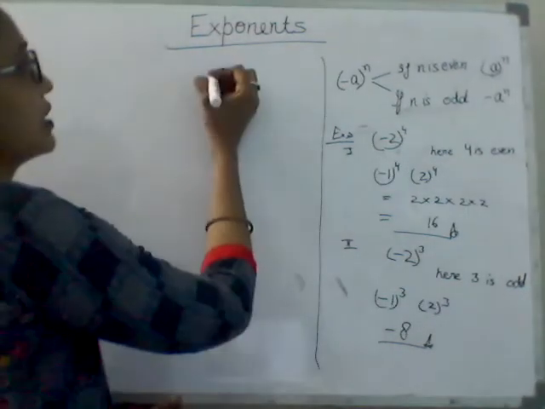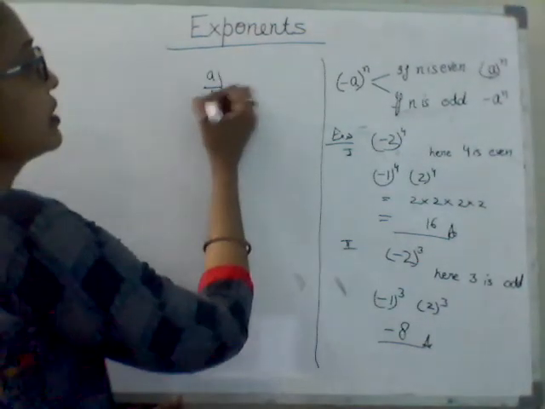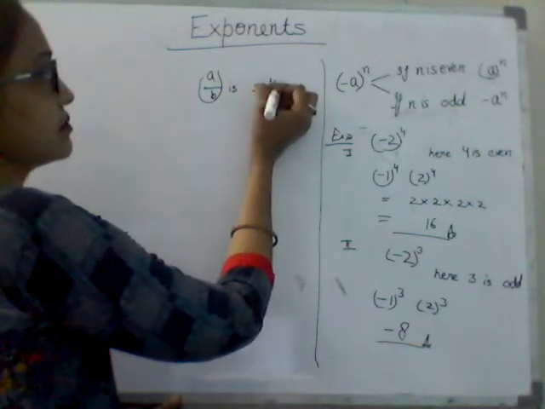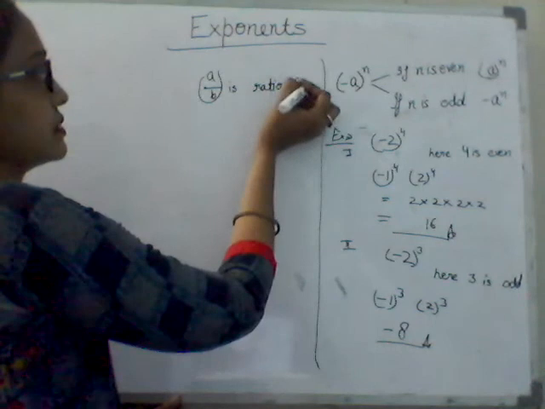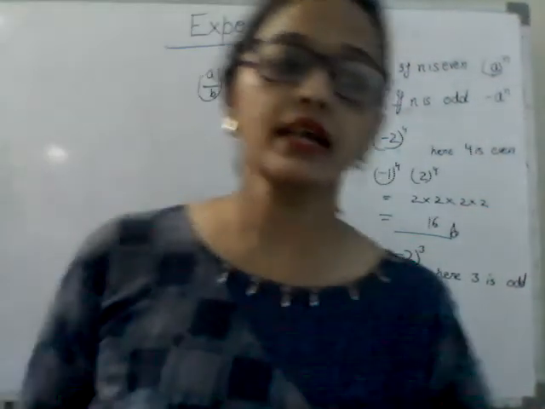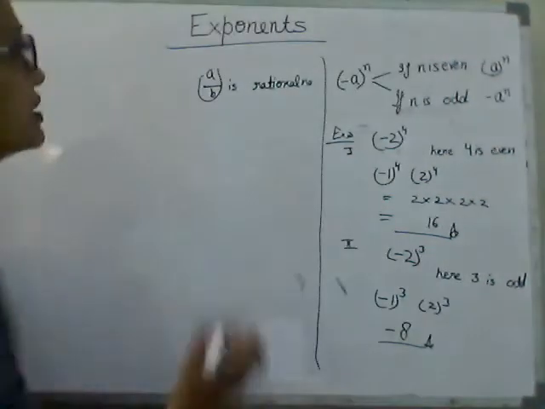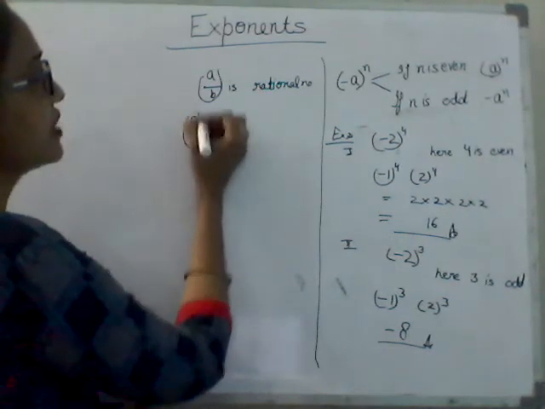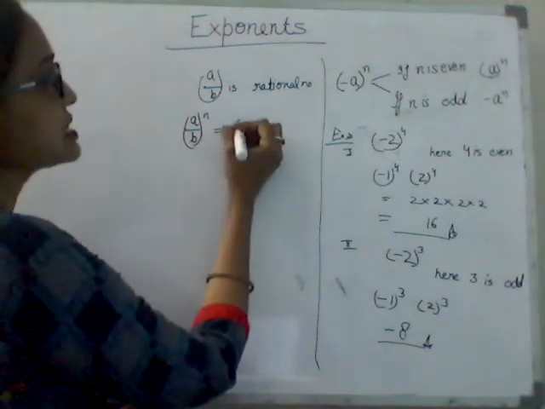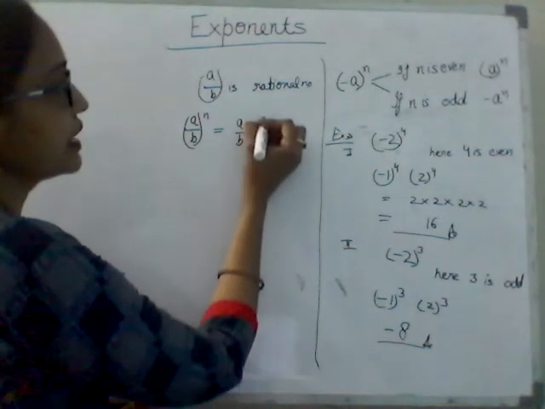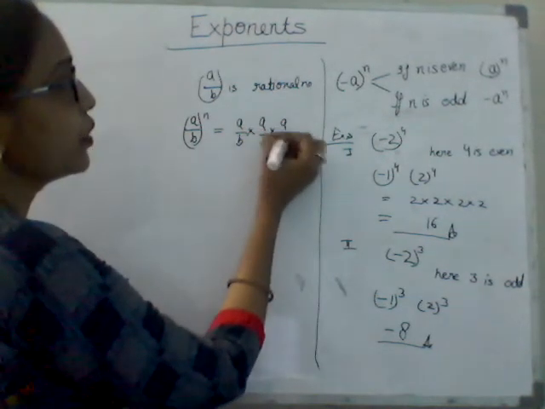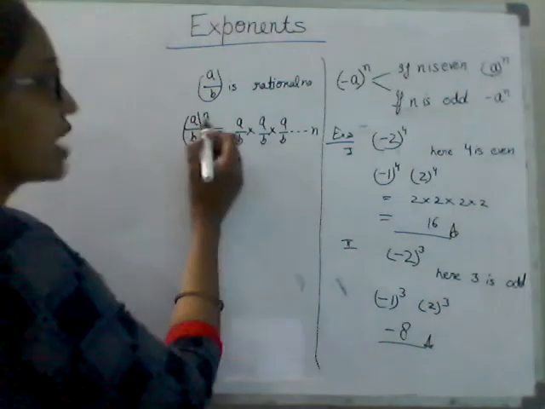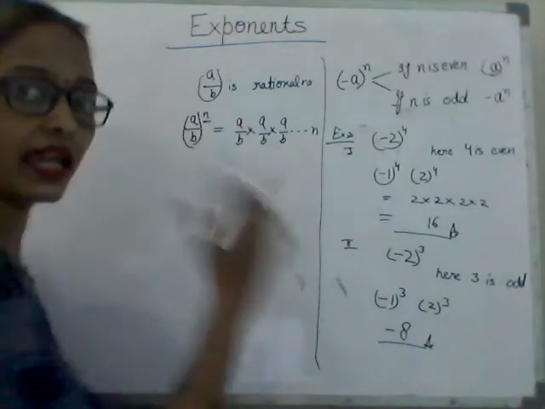If a upon b is a rational number, then (a/b) to the power n means a upon b multiplied by a upon b multiplied by a upon b, up to n times. That means if the power is n, we multiply n times.